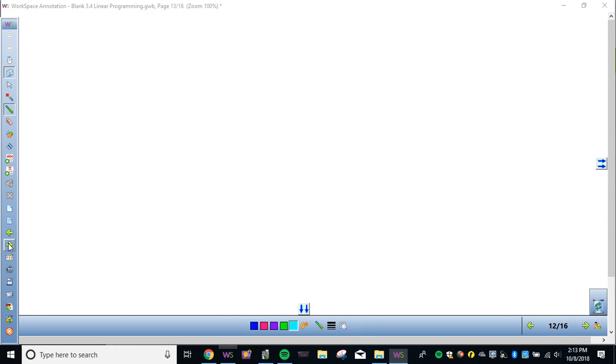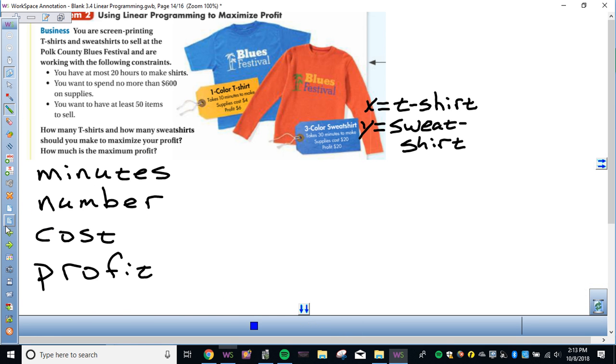Okay, now I want you to write down t-shirt, sweatshirt with this information. Takes 10 minutes to make a t-shirt, 30 minutes to make a sweatshirt. We're printing t-shirts and sweatshirts. Supplies for a t-shirt costs $4, sweatshirt costs $20, profit, t-shirt $6, profit, sweatshirt $20. So get that stuff down. You also need to get down that you have at most 20 hours to make t-shirts.